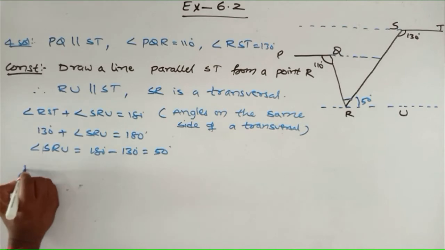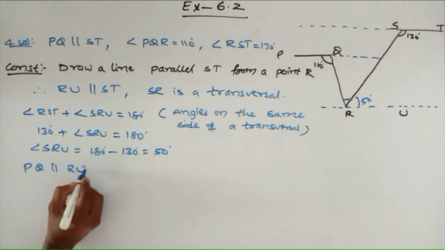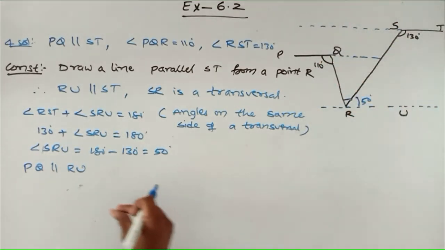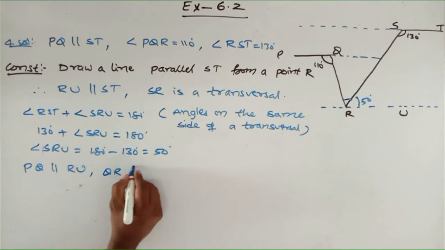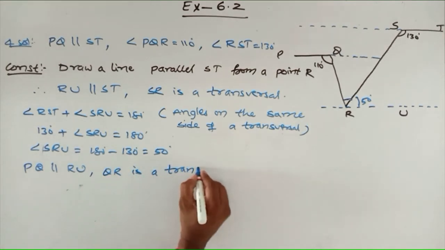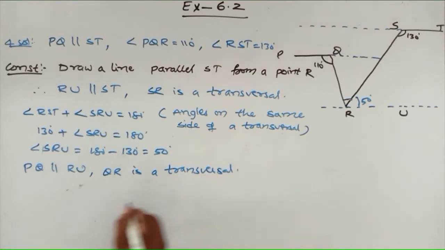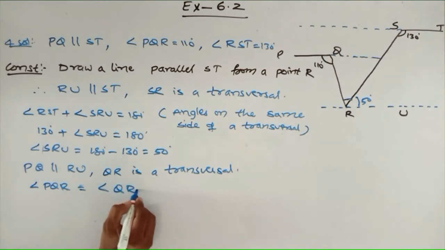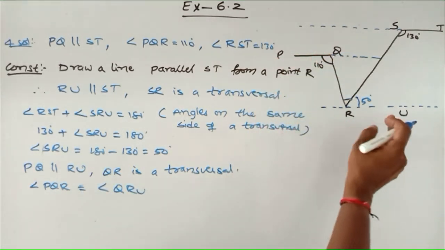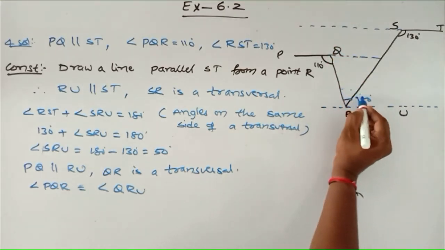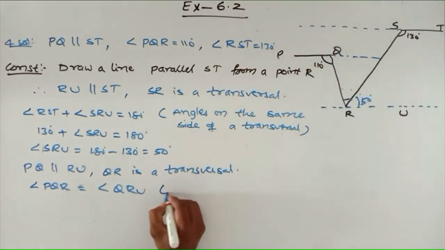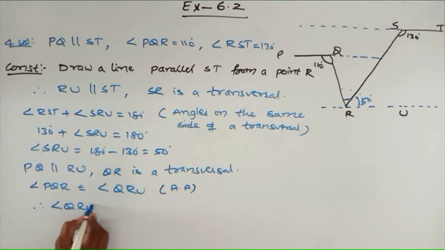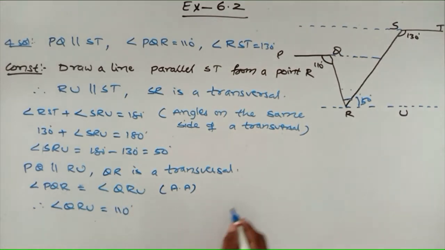Okay, then next I am taking the same way. PQ is parallel to RU. If we already know that PQ is parallel to ST, then automatically PQ is also parallel to RU, and QR is a transversal. So angle PQR is equal to angle QRU. That means these are alternate angles. Therefore angle QRU is equal to 110 degrees.